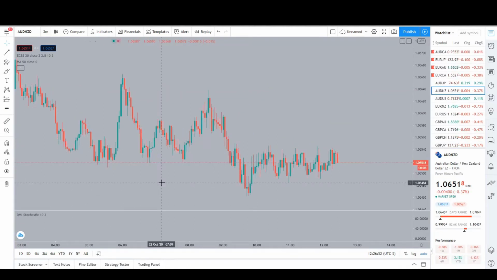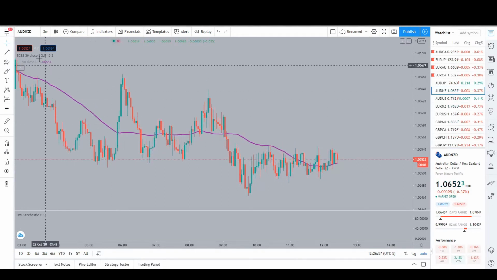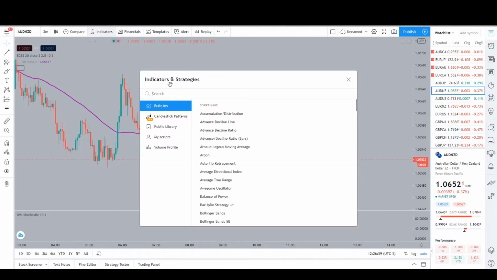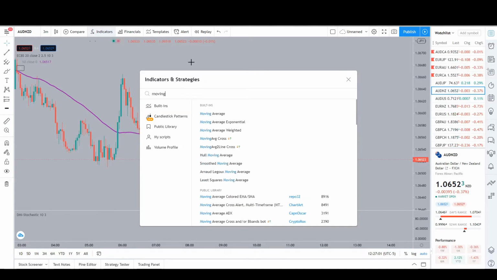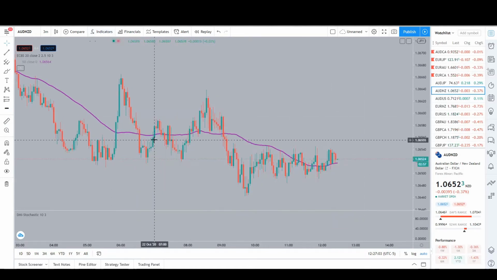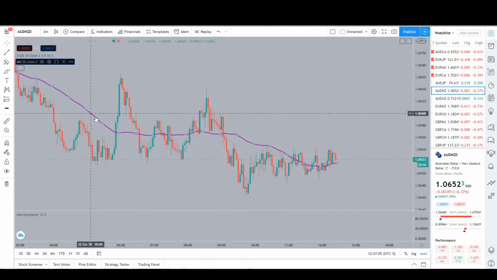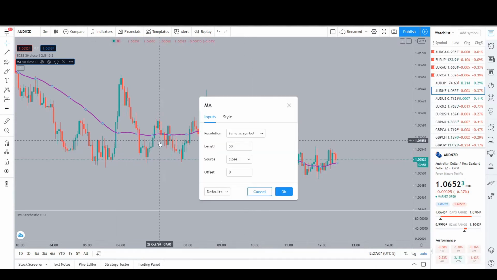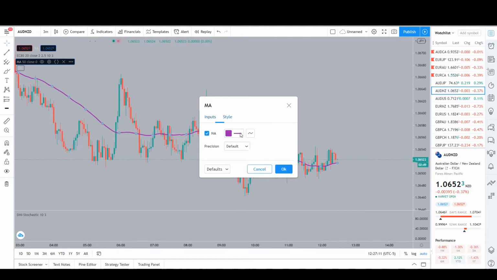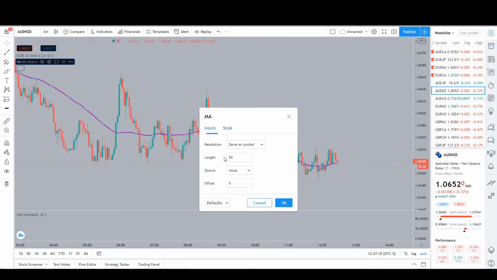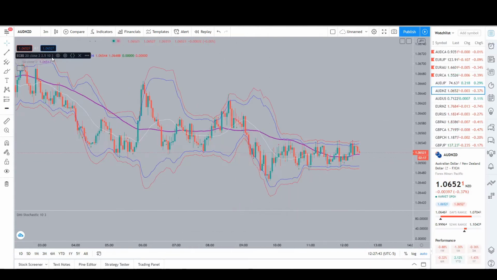Your first indicator is called moving average. If you go into indicators and type in moving average, it's the first one that pops up here. The only thing really necessary to change is, if you double click on the moving average, under inputs, change it to 50, okay? If you want, you can change the color and thickness and whatnot, but the only thing you really want to make sure you change is this to 50.